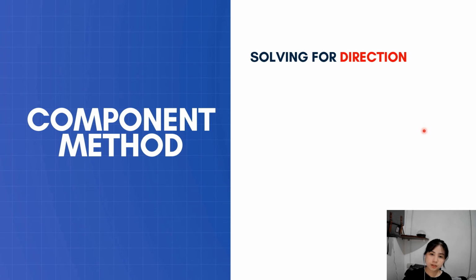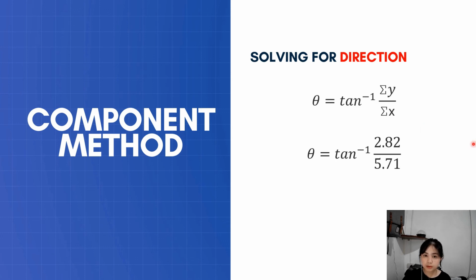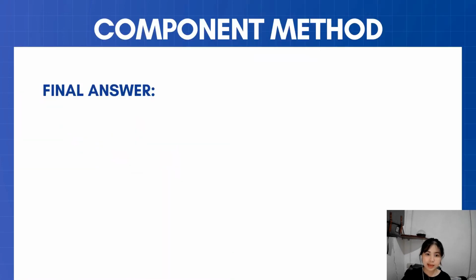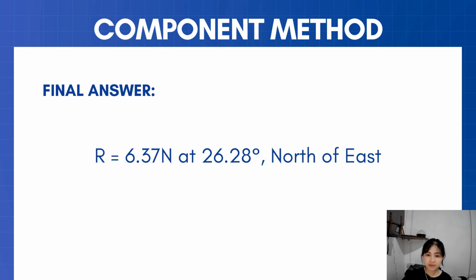As for the direction, here is the formula. Same thing, we'll just substitute our answers earlier to the given formula and input it in your calculator, giving us an angle of 26.28 degrees. Our final answer for this equation is going to be 6.37 N at 26.28 degrees north of east. And we got north of east because both of our summations earlier were both positive.